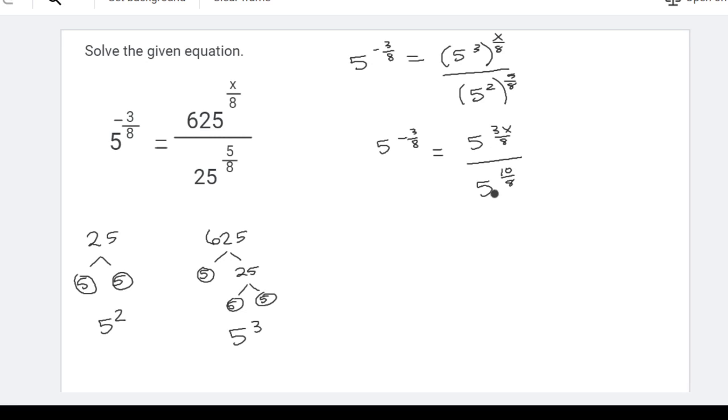And then the quotient property says if you have two numbers with that same base that are being divided, you can convert it into a number with a single base that's being subtracted. So I'm going to turn that into 5 to the 3x over 8 minus 10 over 8. So now I have 5 raised to a power equals 5 raised to a power. So that means that those powers have to be the same. So I'm going to get rid of the 5's and just set the exponents equal to each other.